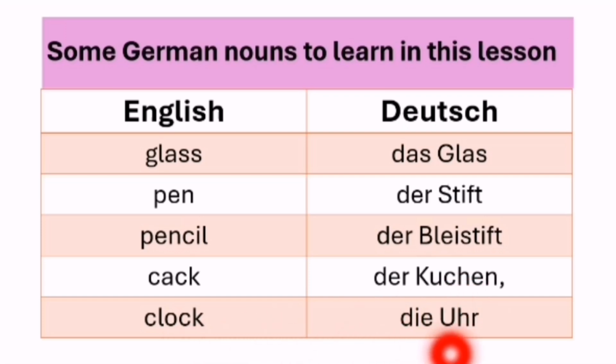Clock, die Uhr. And one thing to remember: each German noun must start with a capital letter, as you can see here. When you write a German noun, you should start with a capital letter. This is the rule of the German language.